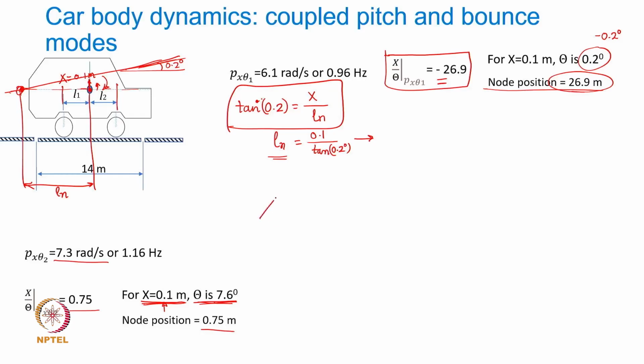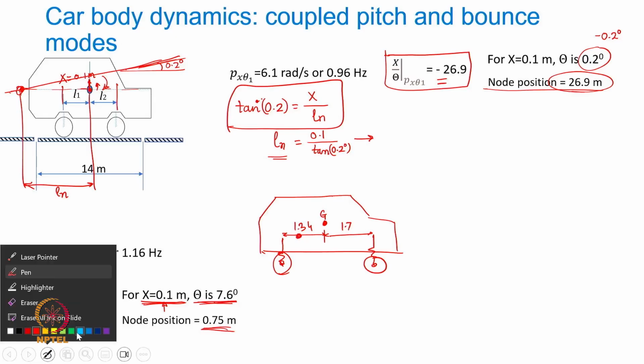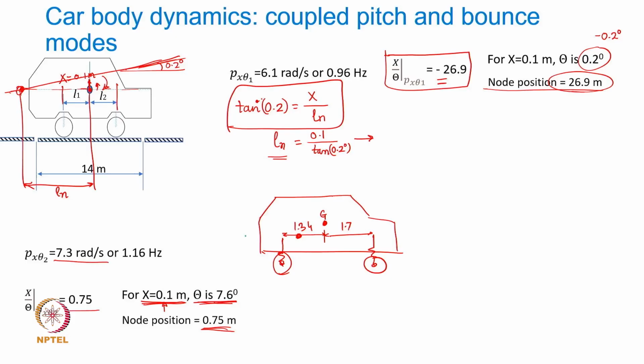Now make a note here that this body which we have considered had the suspensions. Okay, the suspension, refer to the previous data which we have given. The CG is located here. This distance I think was 1.34 or so, and this one is I think 1.7 or so. Okay, now the node position from the CG is 0.75, which means that this is going to be the point about which the body is going to oscillate.